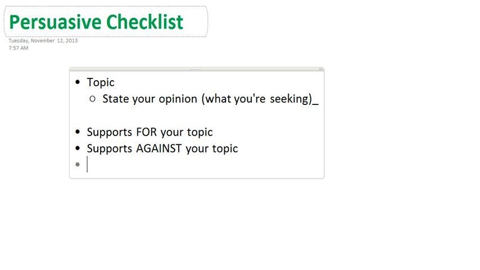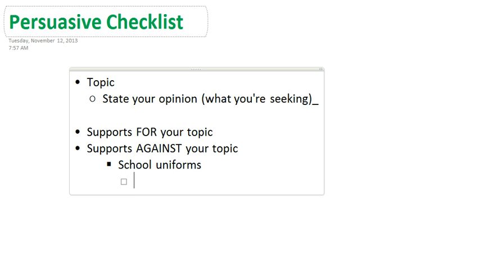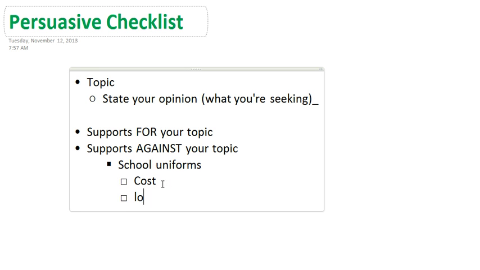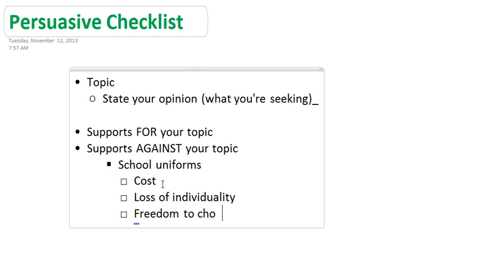So, for instance, if my topic is school uniforms, well, reasons against school uniforms would be cost to buy all the new uniforms, also loss of individuality, and let's see, freedom to choose own clothing. So freedom of expression.